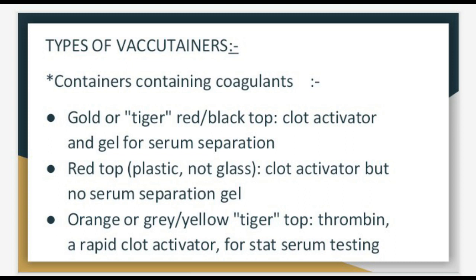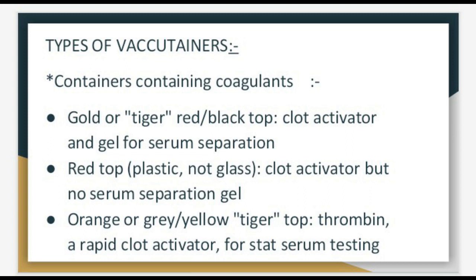The first category is the containers containing coagulants, meaning in these vacutainer tubes the coagulants or additives are present. In this there are three types. Let's see what those are. Gold or tiger, red or black top vacutainers. It is a clot activator and gel for serum separation.